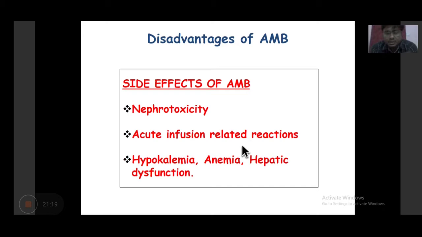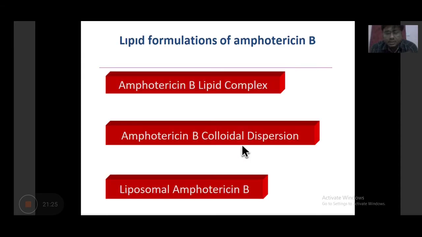Now, to overcome these side effects, not fully, but with relatively fewer side effects, there are some newer preparations of amphotericin, and these newer preparations are lipid formulations of amphotericin B. So far, three lipid formulations of amphotericin B are available. One is ABLC, that is amphotericin B lipid complex. One is ABCD, that is amphotericin B colloidal dispersion. Then LAB, that is liposomal amphotericin B. Just remember the names only, that these are the lipid formulations of amphotericin B available. Then we will see some advantages of these over conventional amphotericin and disadvantages as well.